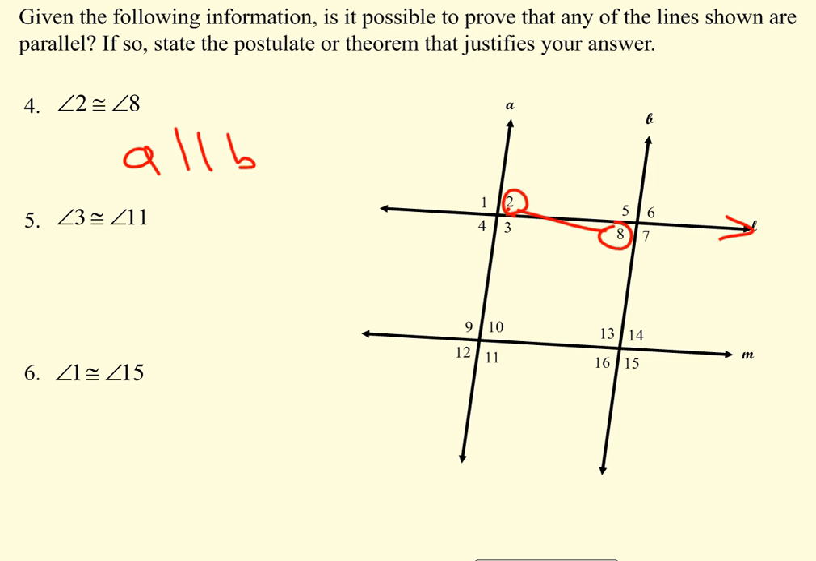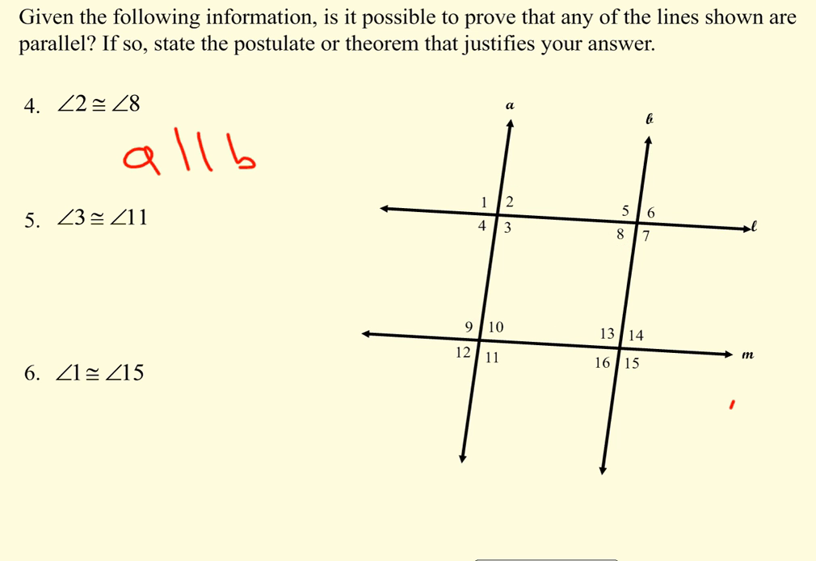Notice I have 2 and 8 up here. I have nothing to do with M right now. As far as I'm concerned, the M line doesn't exist. All right, this does not exist right now for number 4. I'm just looking at the top part. All right, so for that one, A is going to be parallel to B.